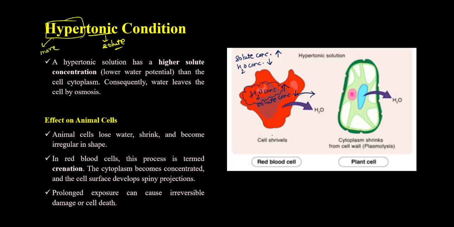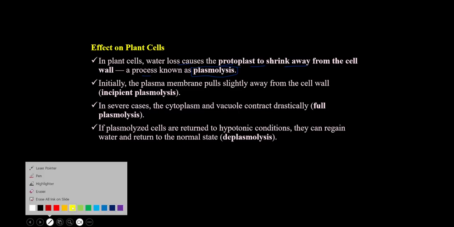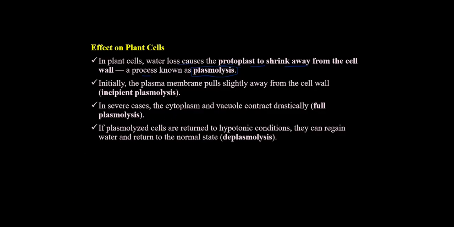Then this cell, the animal cell, will shrivel, as well as the plant cell will become plasmolyzed. Okay, it means the water loss causes the protoplast to shrink away from the cell wall, and this process is known as plasmolysis. Okay, similarly, if a plasmolyzed cell is again placed in the hypotonic condition, it will regain its structure. Okay, then it will be known as the deplasmolyzed cell.